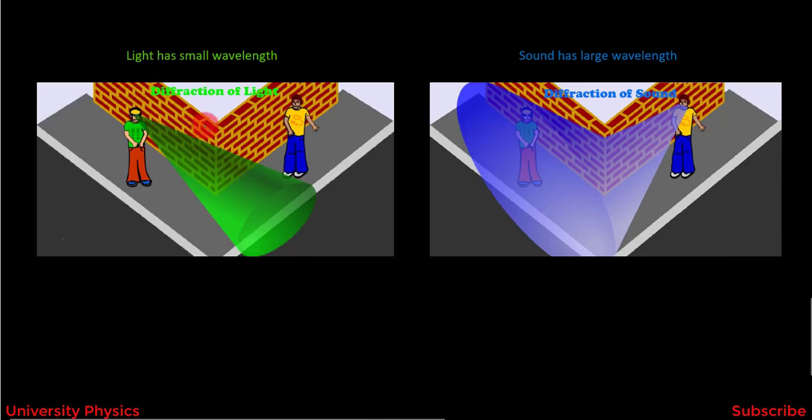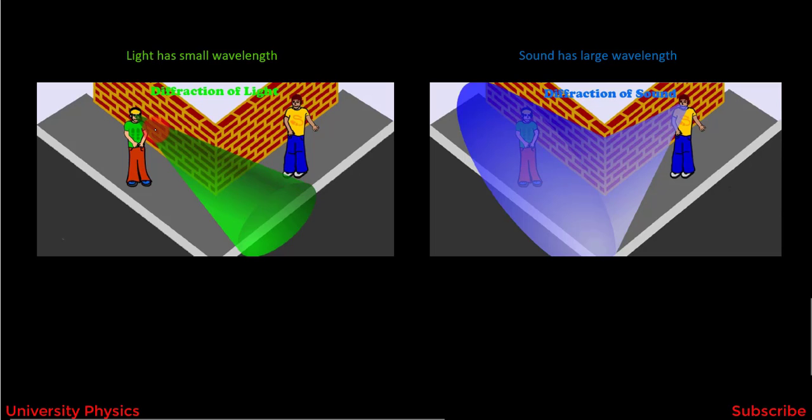Here in this figure, we see that there are two persons standing on two opposite sides of a wall. This person is standing on one side of the wall and this person is standing on the other side of the wall. So when this person switches on a torch, the light rays will move in a straight line. It will bend less because the light has a very small wavelength. So it will bend, but the bending is very small.